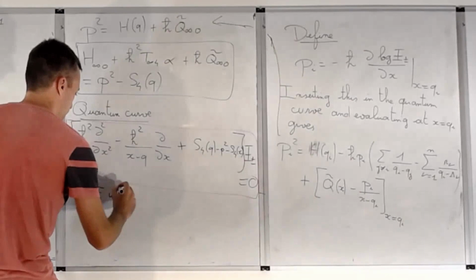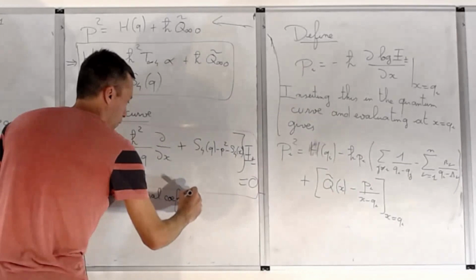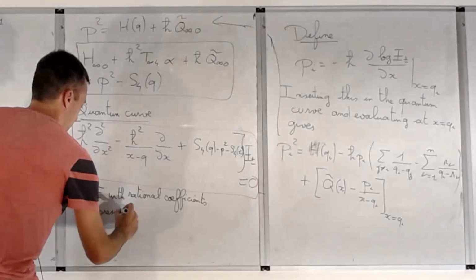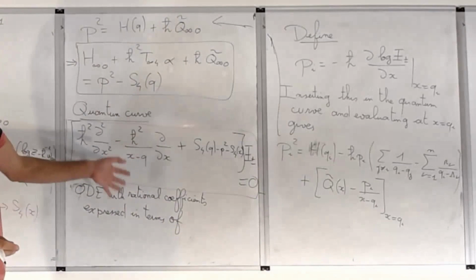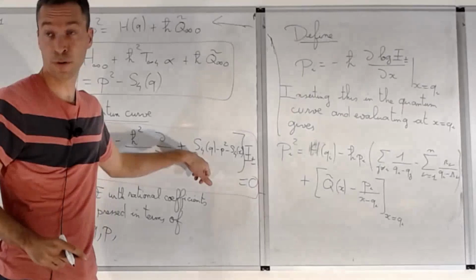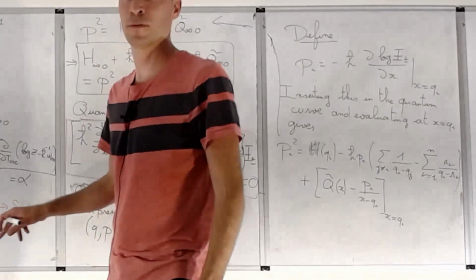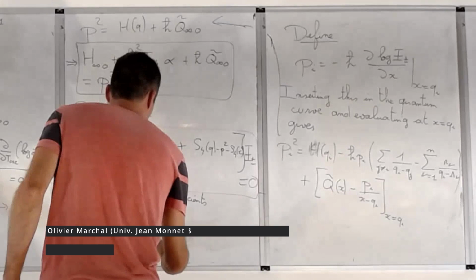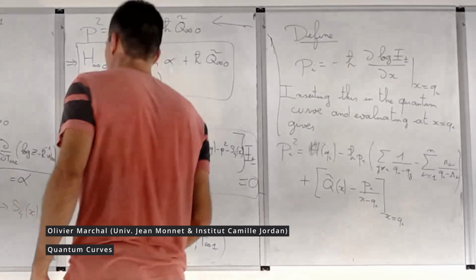with rational coefficients expressed in terms of, well, see what appears in the formula. There are Q, P, and then it's S4, and S4 is here, and it's only the spectral times. And h bar, of course.